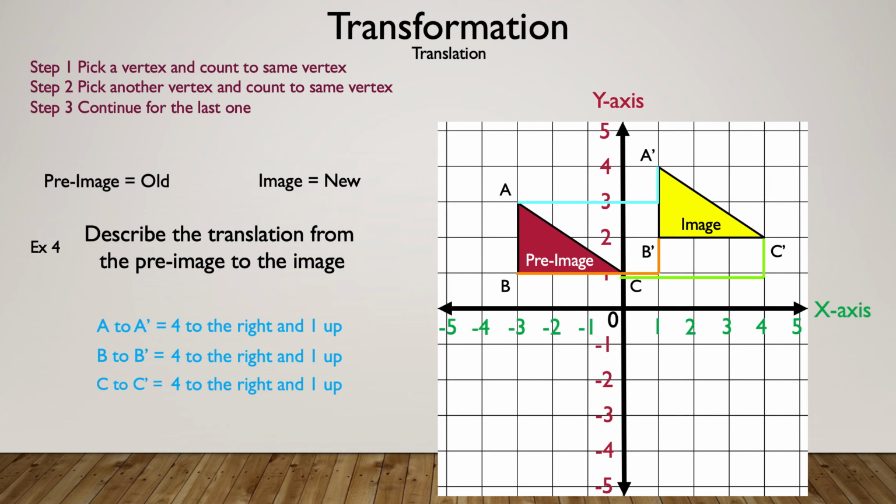Okay, so when you do this by yourself, you'll probably be best to do it 1 at a time and see if each vertex is the same. And if they are, then you did it correctly.